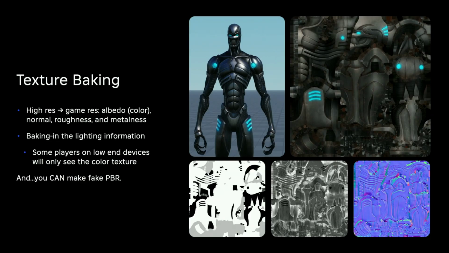Working on The Sims, we actually baked in all the lighting information, and even though if we baked in really hot spots and it was different than the lighting in the world, you couldn't tell. It still looked awesome. But the other thing to note is some people on the platform don't actually see PBR. They're on low-end devices, so you need to have that color texture as detailed and tight as you can get.